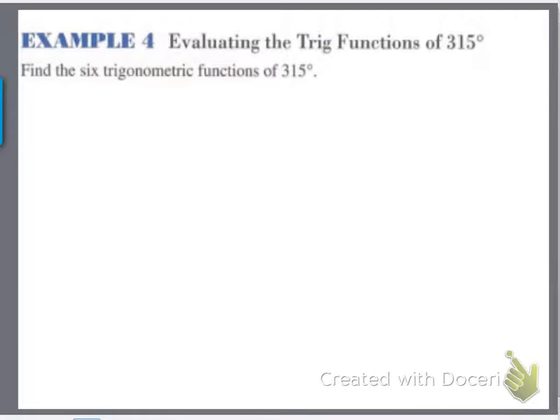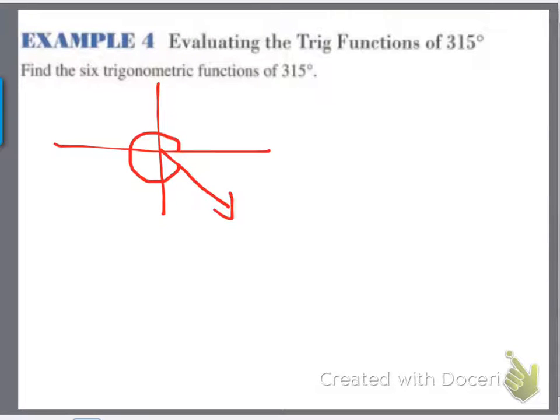Now it says find the 6 trigonometric functions of 315. The first thing you have to do is figure out where 315 is. It's a positive angle, so we're going to go this way. Now 315 is not quite all the way around one time. Here's the issue. We don't know the sine, cosine, tangent, or all those trig ratios of 315, unless we use a calculator, but we're not going to use a calculator for this.